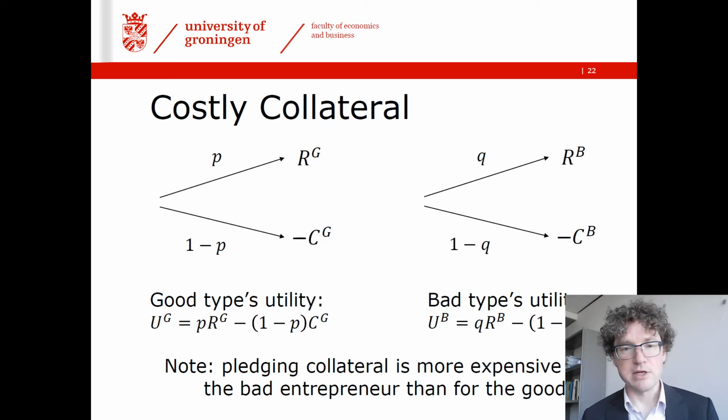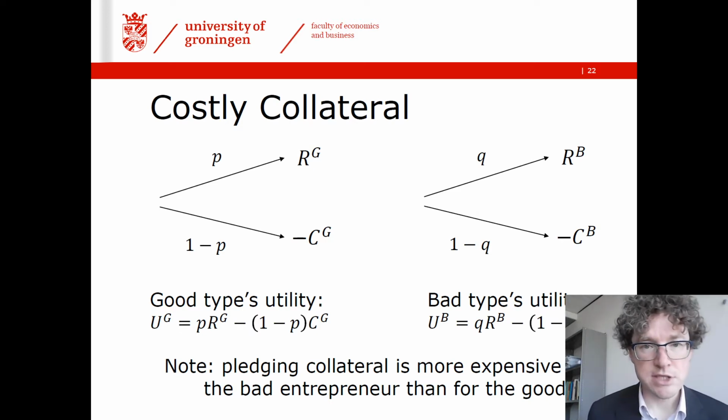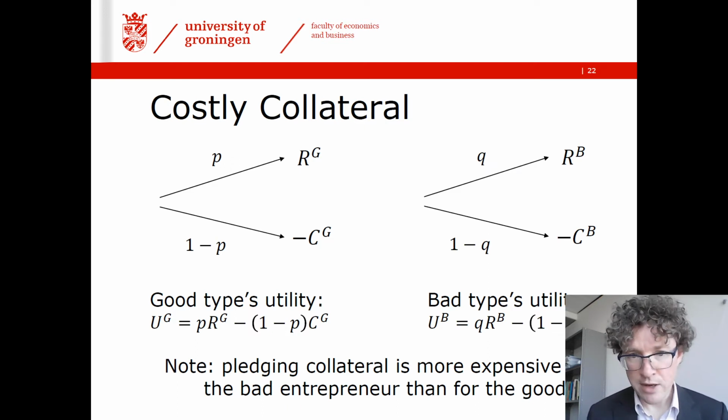So then the model will be this. If there is success, which, if you're a good type and have a good project, will occur with probability P, then you'll negotiate in the contract some repayment RG, just like we had in the simple example before. But now if you fail, you agree to give up this collateral.